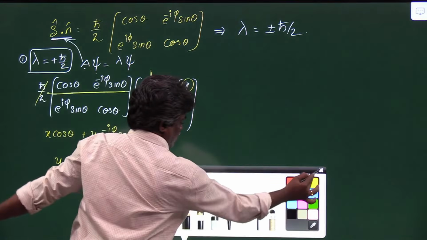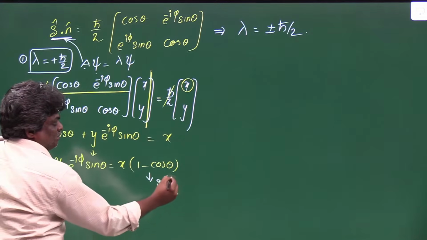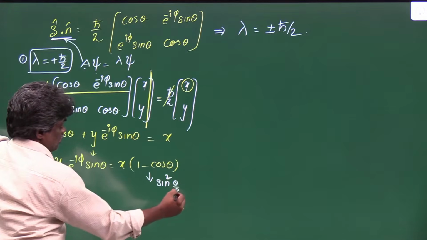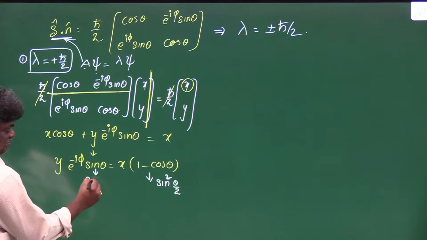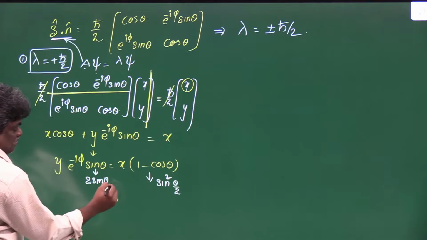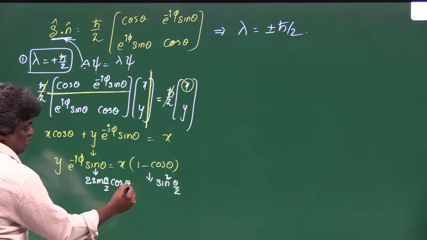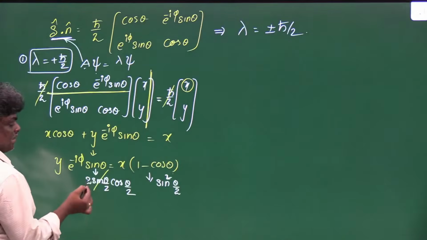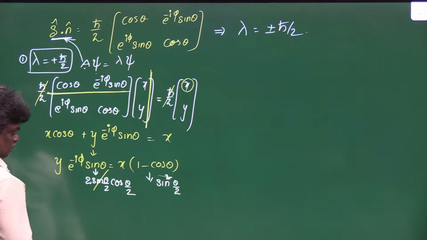Right, fine. Now in the last class we discussed: 1 minus cos theta is nothing but what? Sin square theta by 2. Sin theta is 2 sin theta by 2 cos theta by 2. Now please cancel: here sin theta by 2, here sin square theta by 2, square cancels.